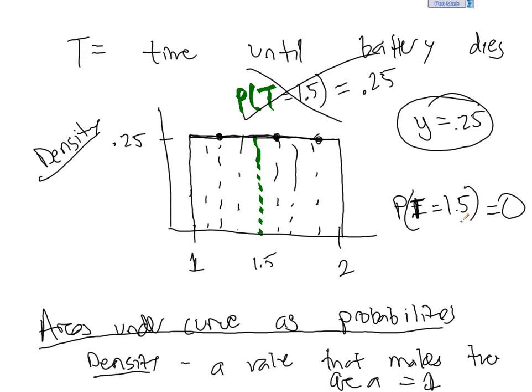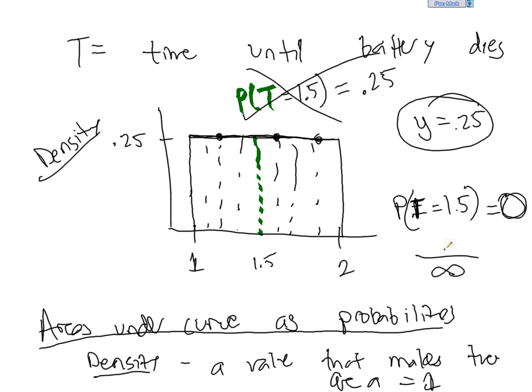The probability that t is equal to 1.5 is exactly 0. Now, why is this? It seems like it has a density value. Well, the reason is, think about the number of values between 1 and 2. If there are infinitely many values, then that's the number of possible outcomes.